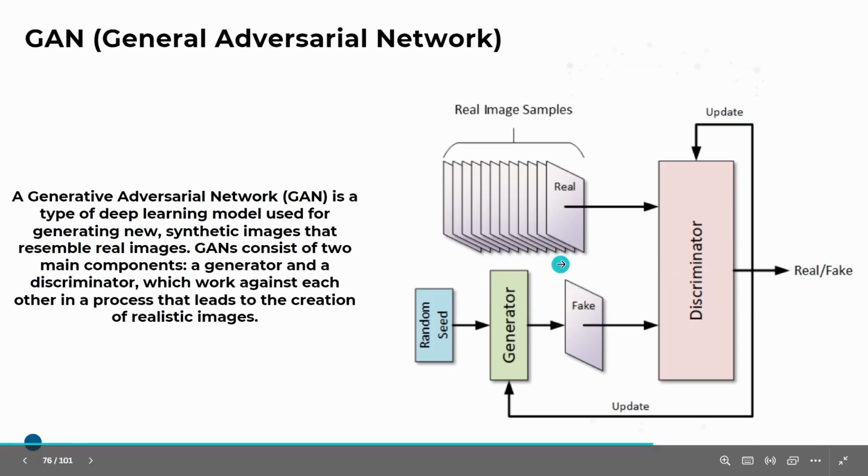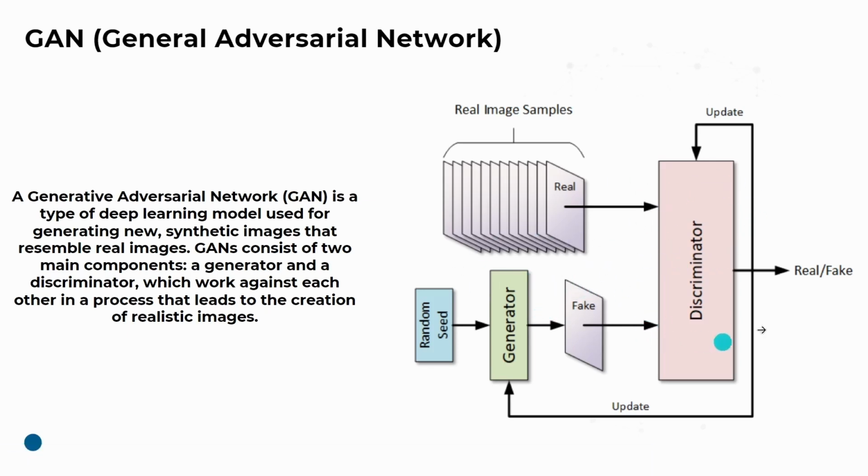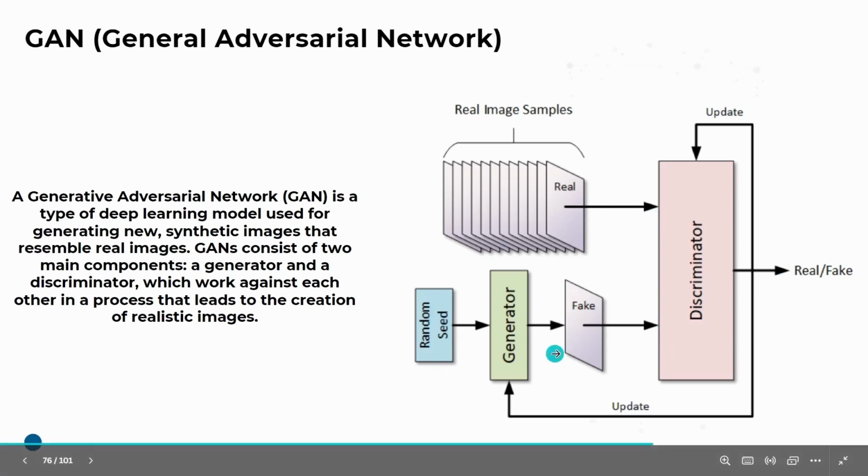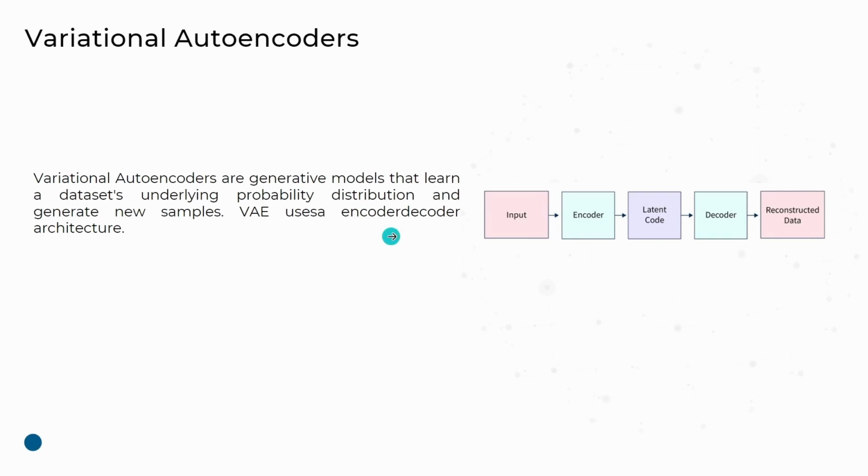So when is it going to stop? When the discriminator is no longer able to tell that the generator's output is fake, and the generator is able to generate good quality images that directly resemble the real images. Next we will see the variational autoencoder.